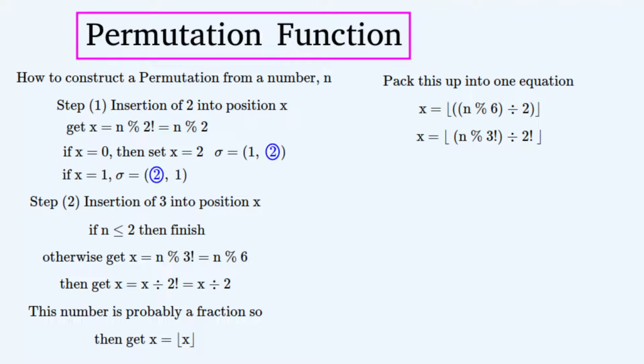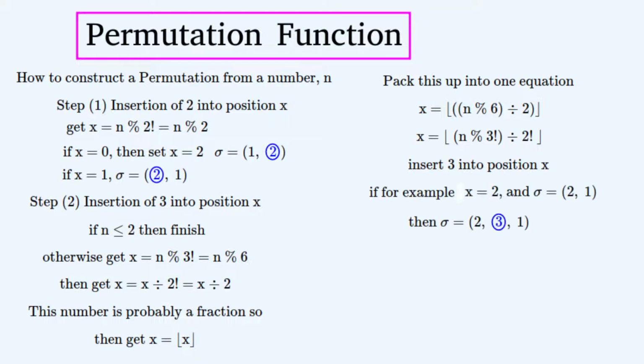We can generalize this equation a bit more by including these factorial functions, which will enable us to get a much more accurate function for inserting the number I, which can be any integer. So now to insert the number 3 into the list. And if, for example, x was found to be equal to 2, we'd insert it into the second position and push 1 into the third position from the second position. And now for step 3. If n is greater than or equal to the factorial of 3, then finish.